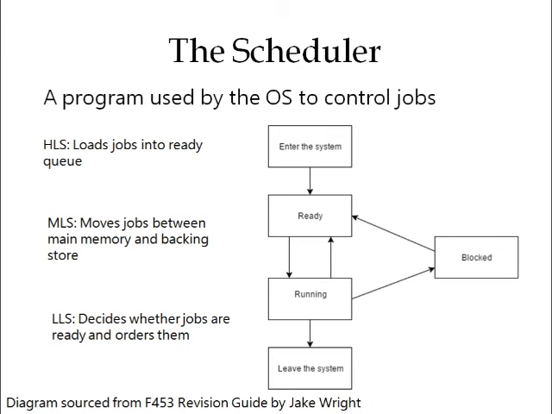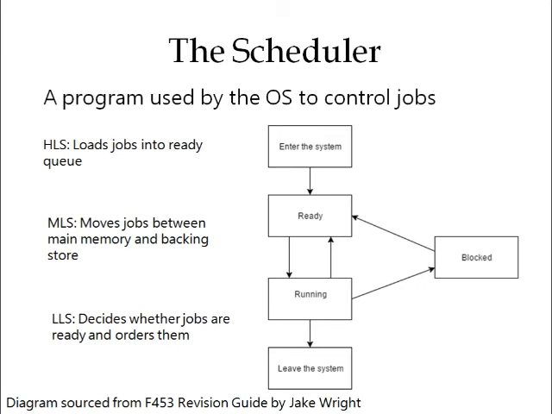A job has 3 states: ready, running, or not ready. The job may not be ready because it is waiting for a peripheral, for example. The scheduler, a program used by the OS to control jobs, has three main parts.